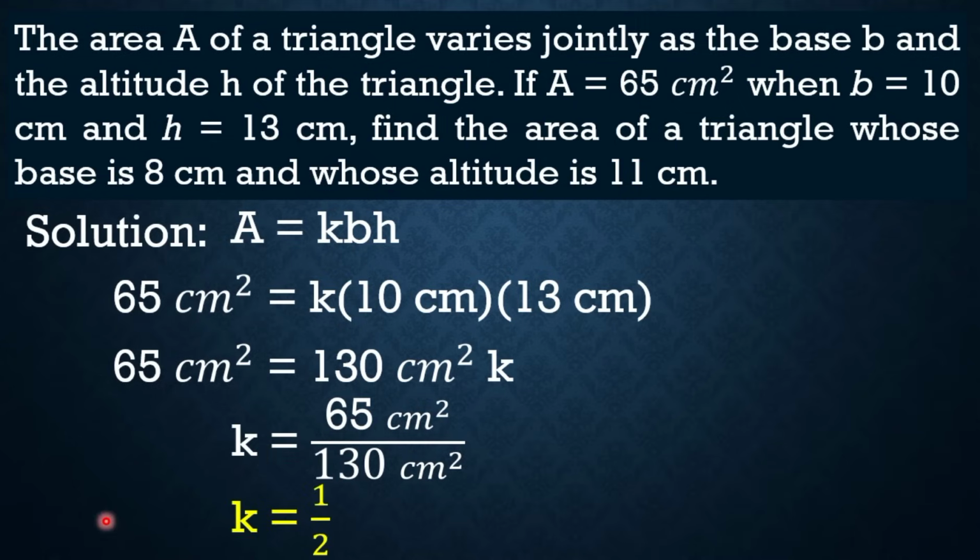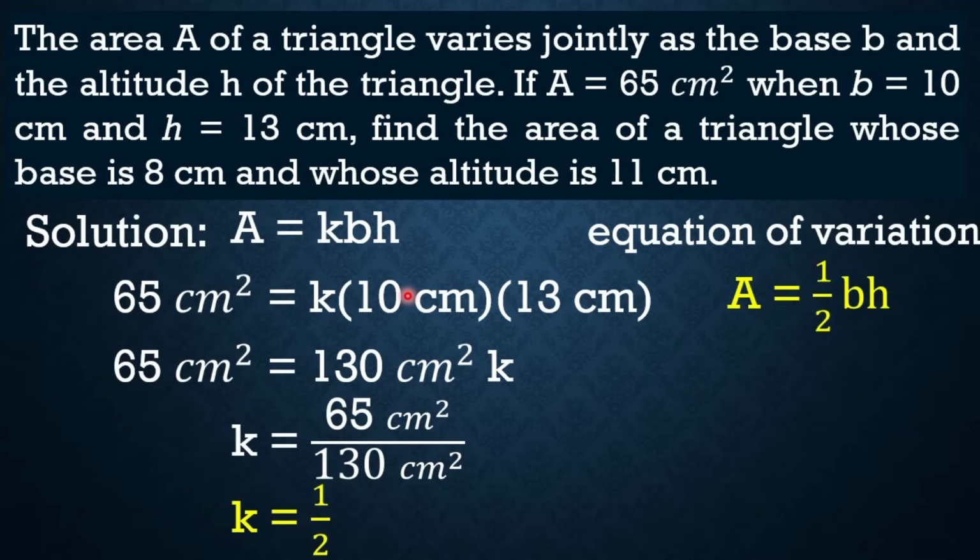So ano ngayon ang equation ng variation natin? So that is A is equal to 1/2 BH. So, pinalitan lang ulit natin yung K ng 1/2. So, para makuha natin, kasi ang question dito is, find the area of a triangle whose base is 8 cm and whose altitude is 11 cm. So, gamit yung equation of variation natin, isa-substitute lang natin yung 8 sa base natin at yung 11 sa altitude natin.